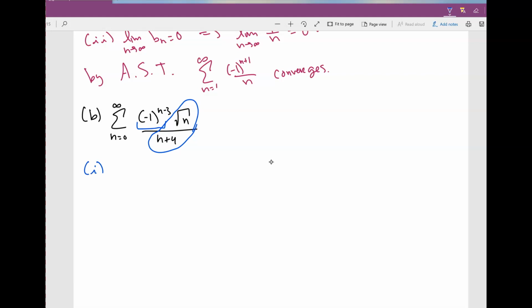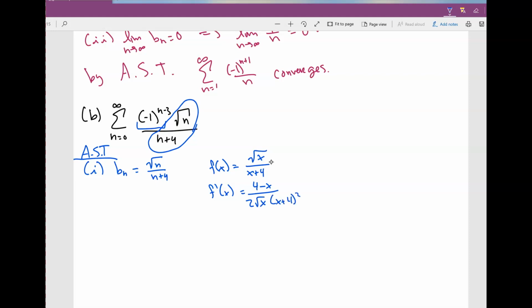So first let's show that it's decreasing. b sub n in this case is equal to the square root of n over n plus 4. So what we're using is the alternating series test. I forgot to write that. Now we're going to write it as f of x. So f of x is equal to the square root of x divided by x plus 4. We're going to take the derivative, f prime, and you can use the quotient rule. When I use the quotient rule, you're going to get 4 minus x over 2 square root of x times x plus 4 squared. You can go ahead and show this to yourself. Everybody should be able to do the quotient rule by now, or you can use the product rule.